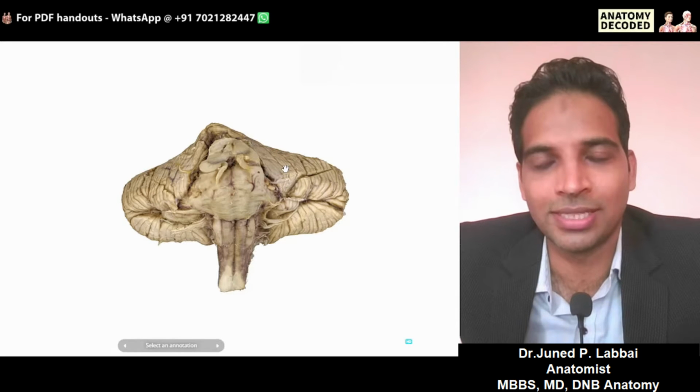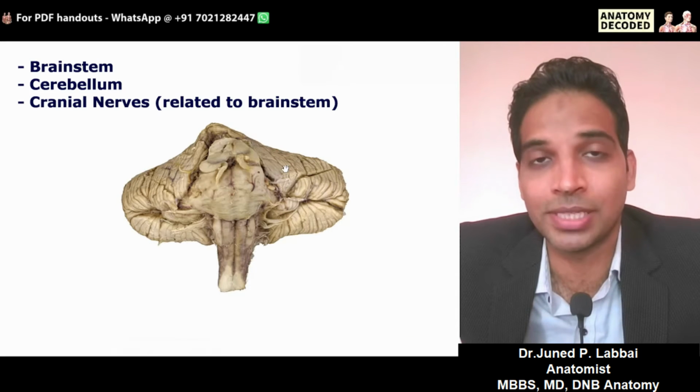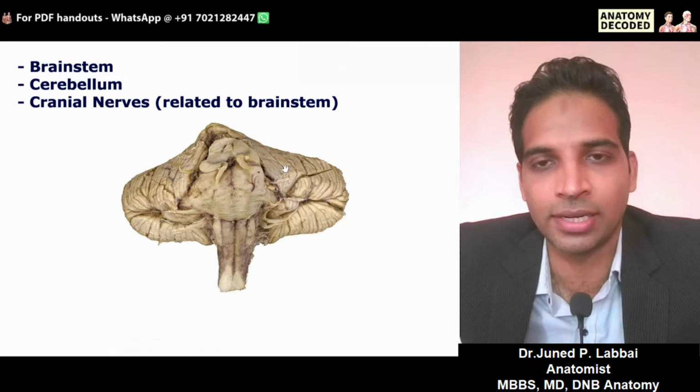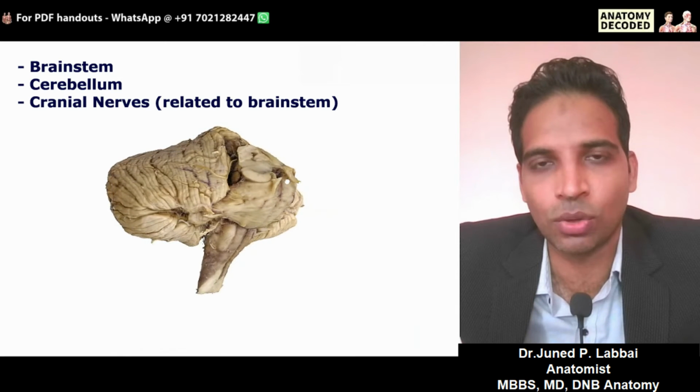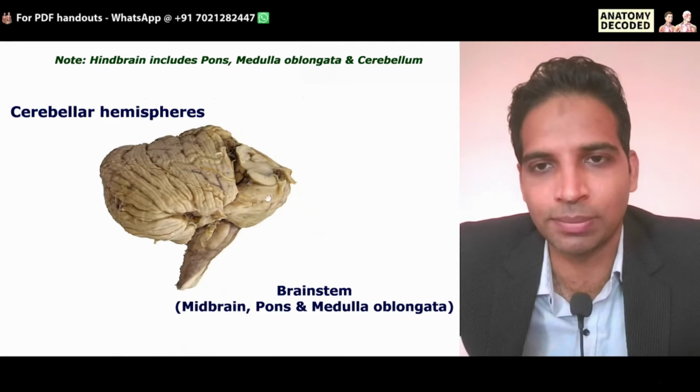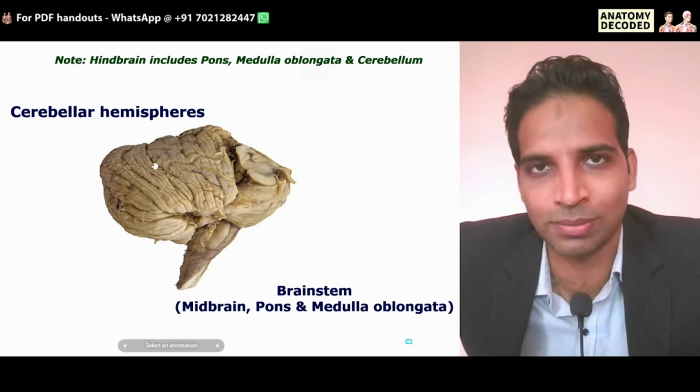Hello everyone, in this session we'll be learning about the brainstem, the cerebellum and the cranial nerves related to it. So here there is a specimen of the hind brain which includes the brainstem on the anterior aspect and the cerebellar hemispheres on the posterior aspect.